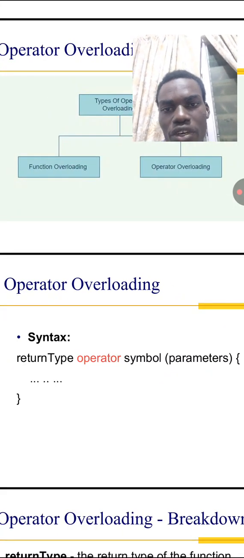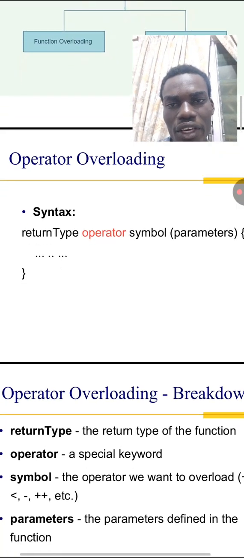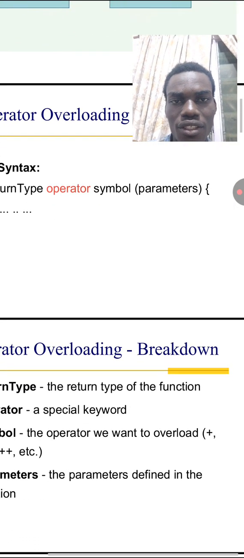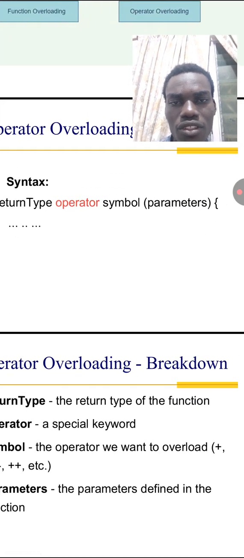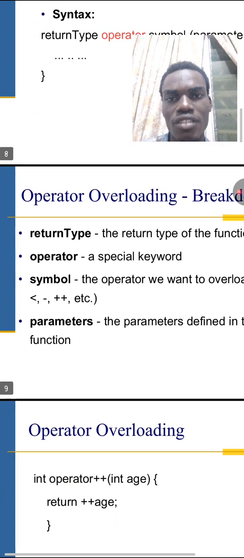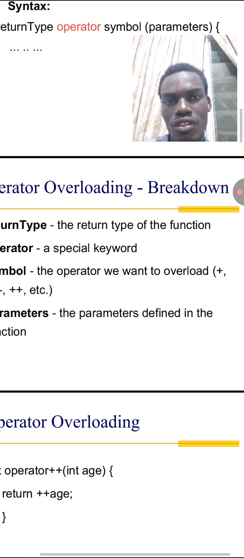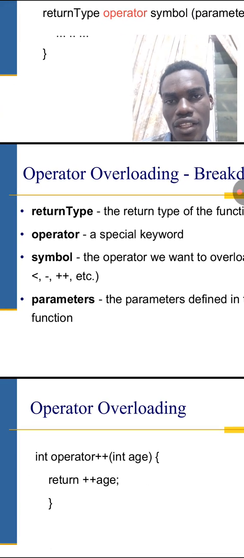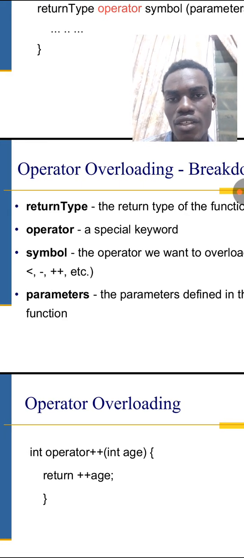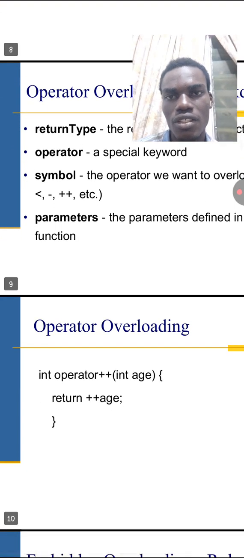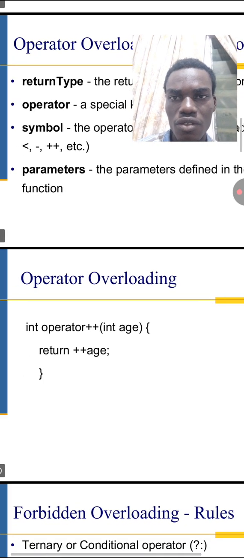Now, operator overloading, here is the syntax. We have the return type, the operator keyword and symbol, the parentheses, and the parameters where you put in an expression. Now let's take a look at the breakdown. The return type is the return type of the function, operator is a special keyword, and we have the symbol and the parameter. The parameter is defined in the function.